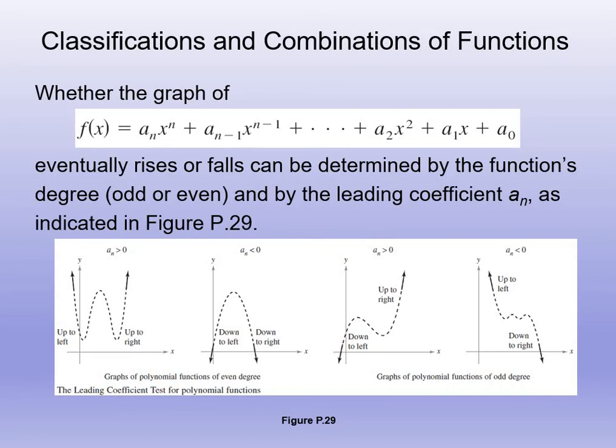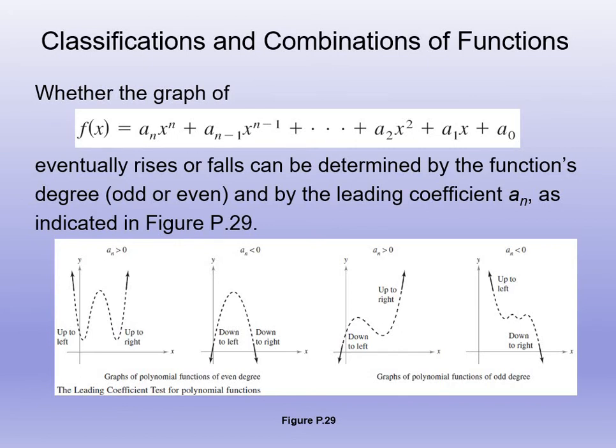if an is greater than 0, both ends will be pointing upwards. If an is less than 0, both ends will be pointing downwards, where an is the leading coefficient on the polynomial. The two graphs on the right are for odd functions, or not an odd function, but odd degrees. So if we have x cubed, x to the 5th, x to the 7th, x to the 9th, x to the 11th, and so on.